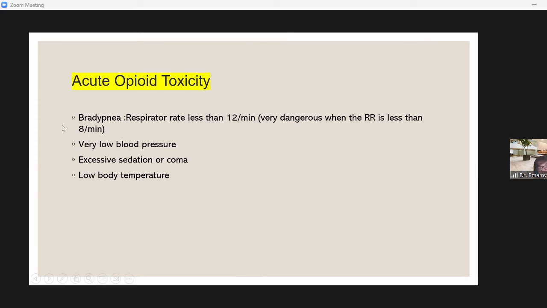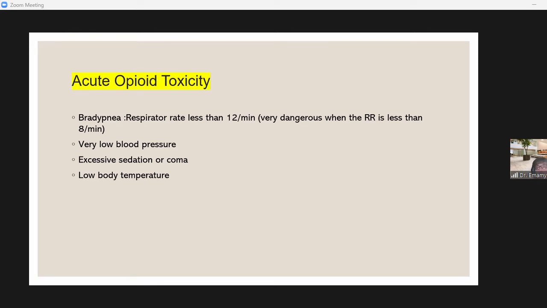This is bradypnea. What should you do? You should give the antidote. What is the antidote of opioids? Naloxone. So if you give your patient morphine, if you are giving your patient fentanyl, you should have the antidote, that is naloxone, ready. Okay, so any high alert drugs, remember PINCH.